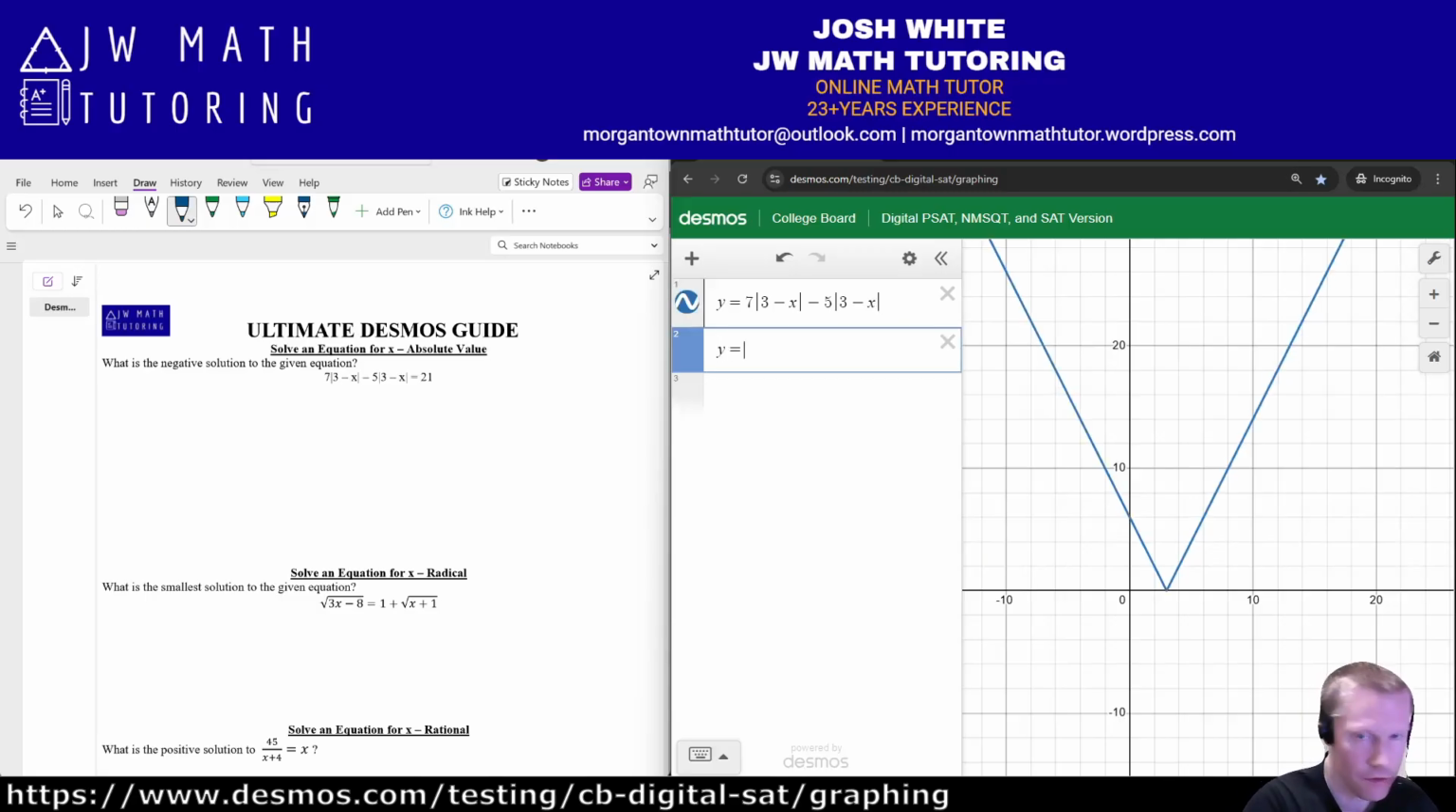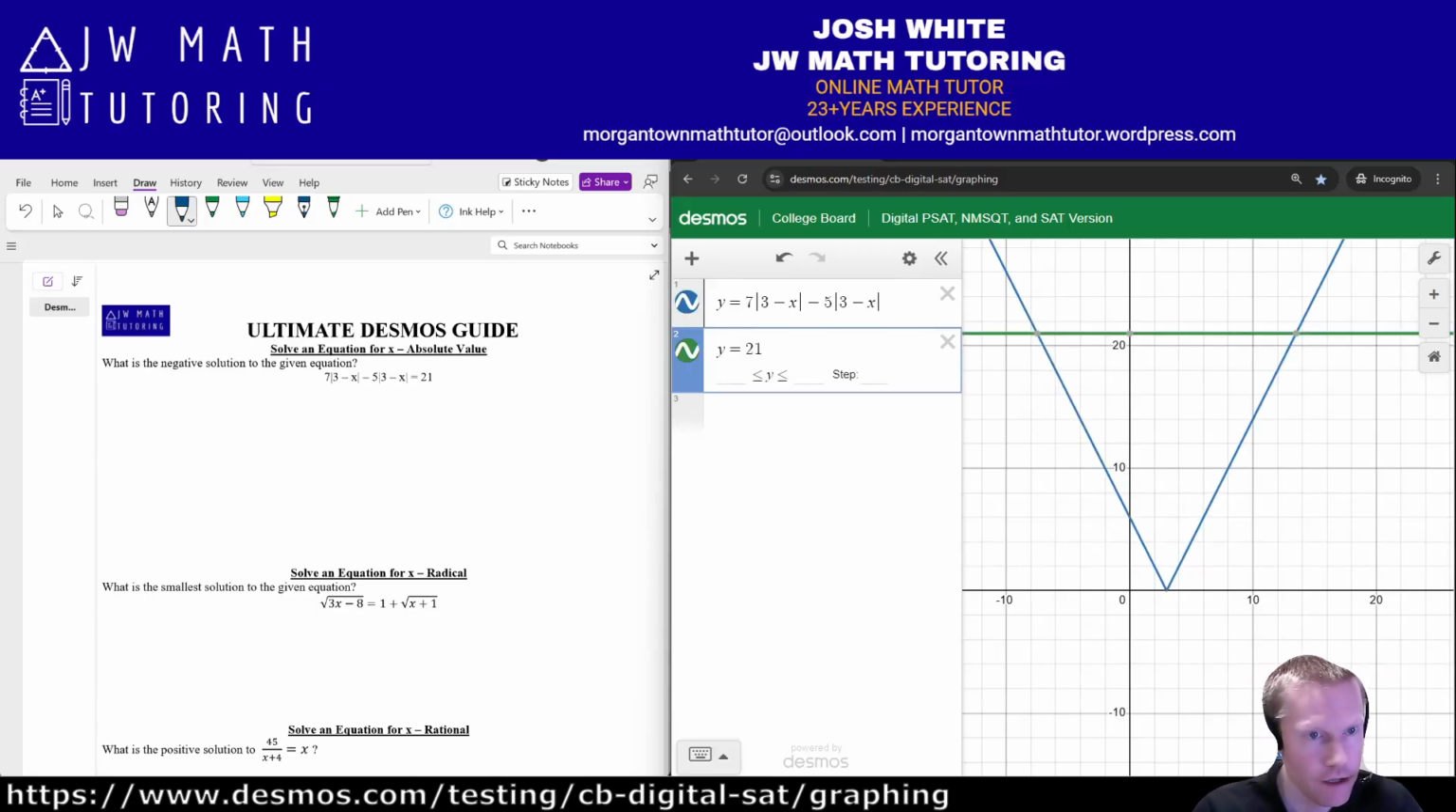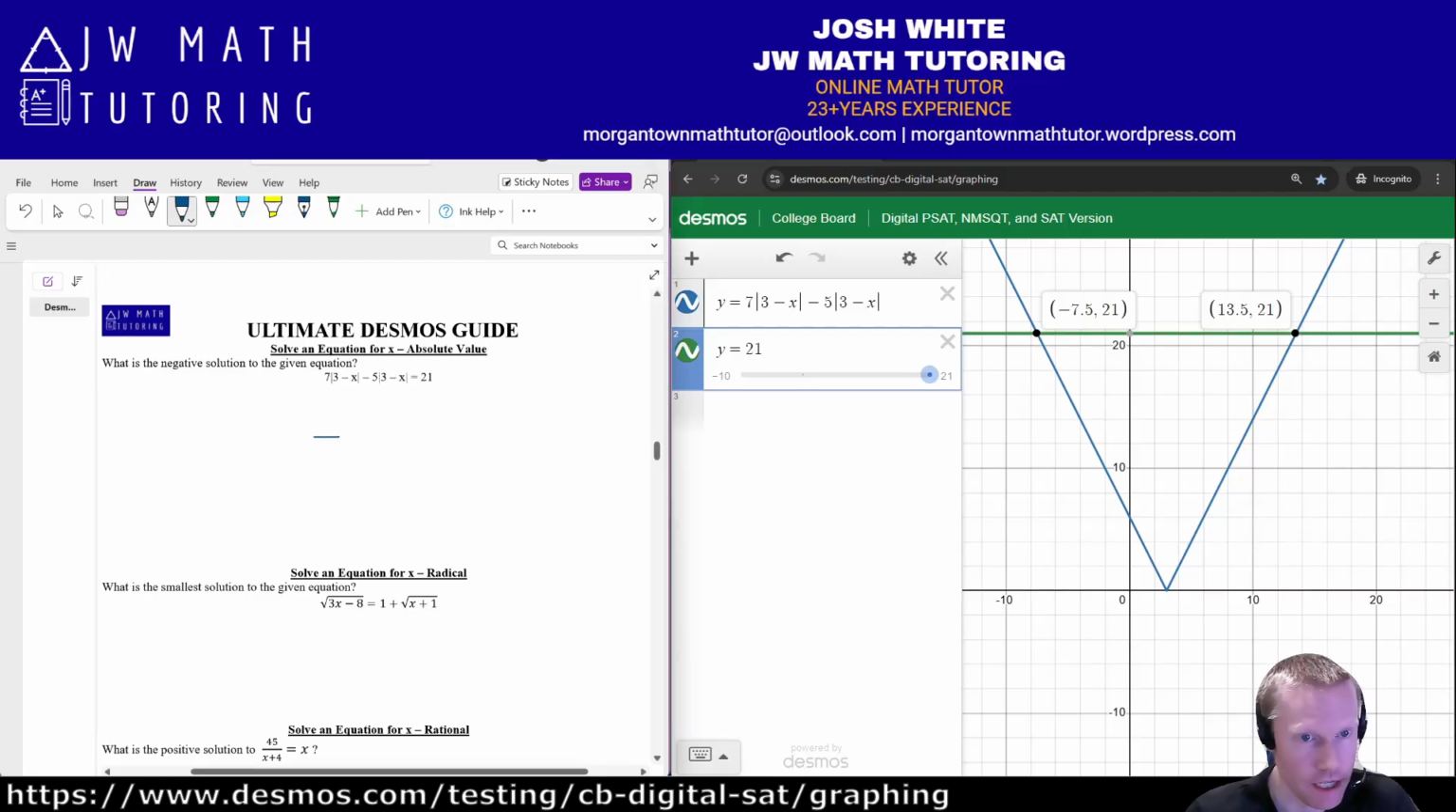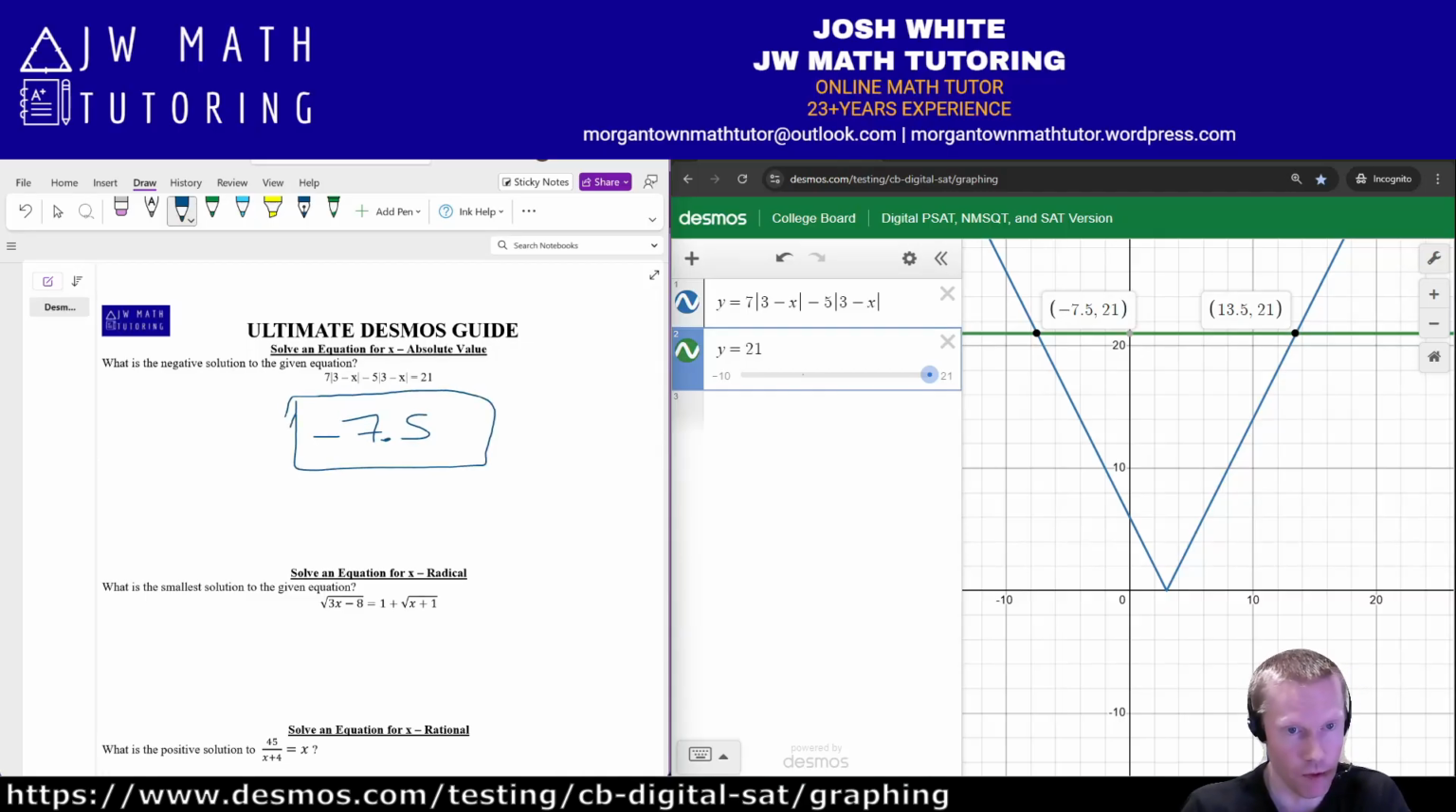And then the other one's just going to be y equals 21. Okay, so now there are two solutions here. There's a positive and a negative. It says, what is the negative solution? So the answer to this is going to be negative 7.5. So that is the answer you would fill in if it wanted.